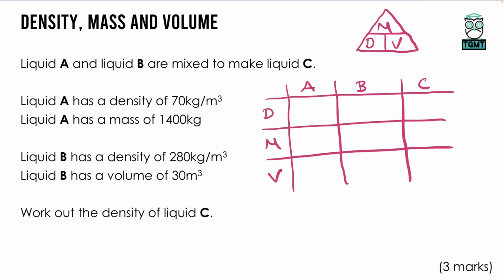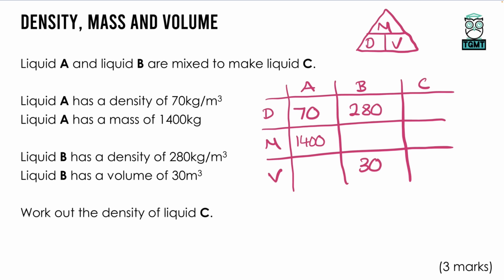It says liquid A has a density of 70 kilograms per meter cubed. We want to check all the units are the same. Liquid A has a mass of 1,400 kilograms, but we don't know the volume. Liquid B has a density of 280, and it has a volume of 30, but we don't know the mass. Now it wants us to work out the density of liquid C.